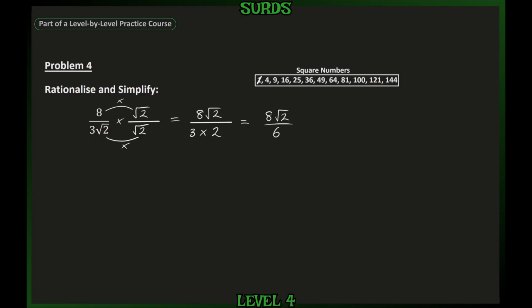And looking at the numerator and denominator, 8 and 6 can both be divided by 2. So we can simplify this further by dividing the top and bottom of the fraction by 2. 8 divided by 2 is 4, so this becomes 4 root 2. And 6 divided by 2 is 3, so this becomes 3. So 4 root 2 over 3 is our final answer to problem 4.